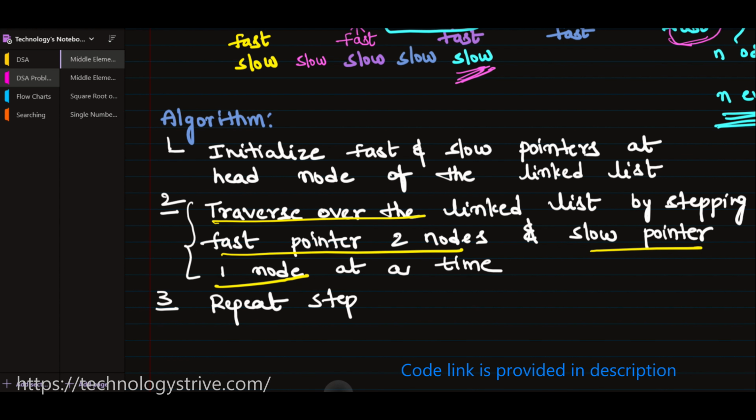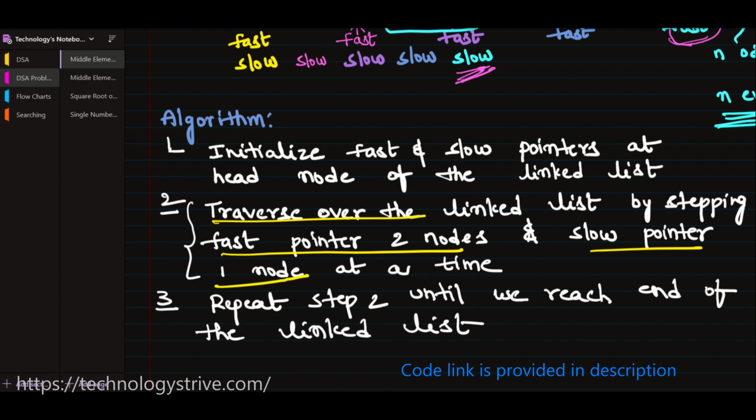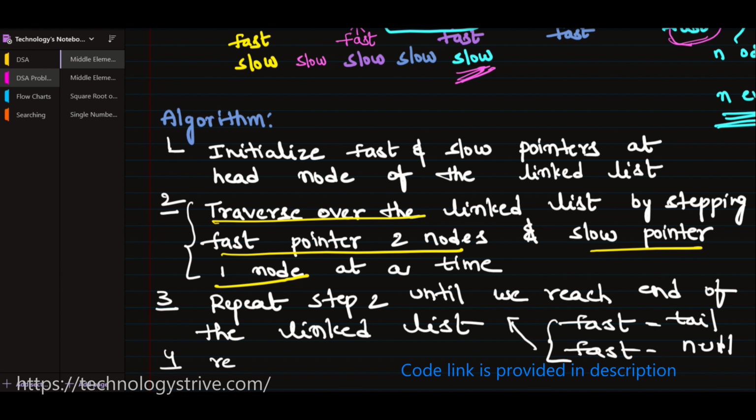Step 2, until we reach the end of the linked list. So here either fast reaches the tail of the list or fast reaches null, right? We are crossing the last node of the linked list. In either case, we have to stop the process and return the slow node's data.